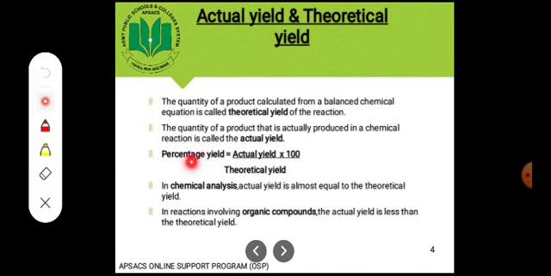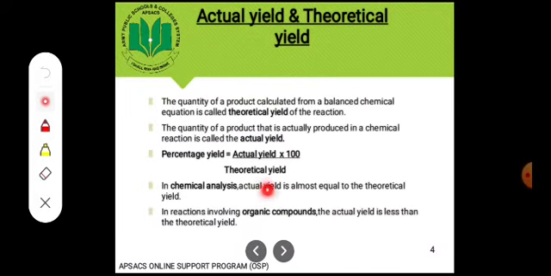And percentage yield means the efficiency of a chemical reaction, means how efficient a chemical reaction is. A chemical reaction can be 100% efficient, or it can be 95% efficient, or it can be 50% efficient. So we calculate the efficiency of a chemical reaction by calculating the percentage yield. In order to calculate percentage yield, the actual yield is taken in the numerator and the theoretical yield in the denominator, and it's multiplied by 100.